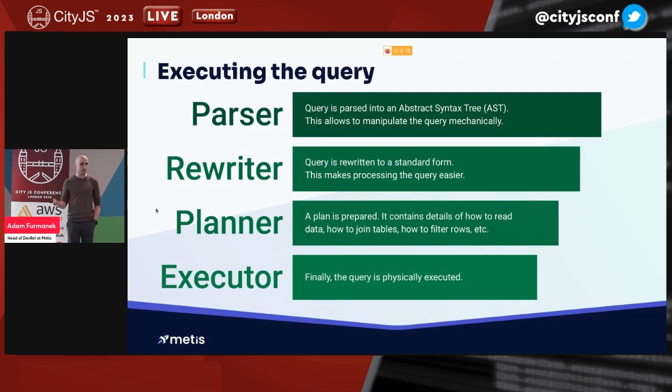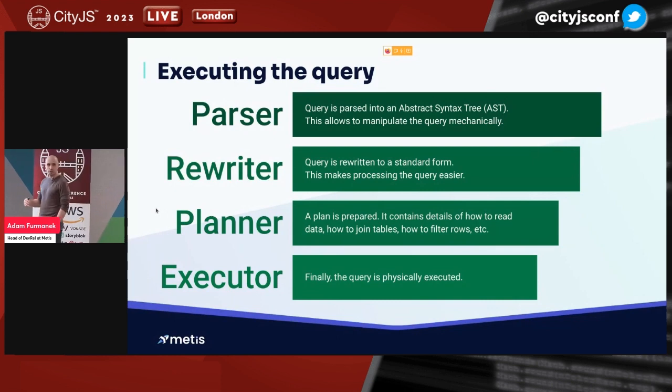Some database engines even create multiple execution plans and then compare them to choose the best one, the cheapest one. And finally, only when we are done with the execution planning, we take this plan and run the actual executor. So then we go and get the actual data from the database.